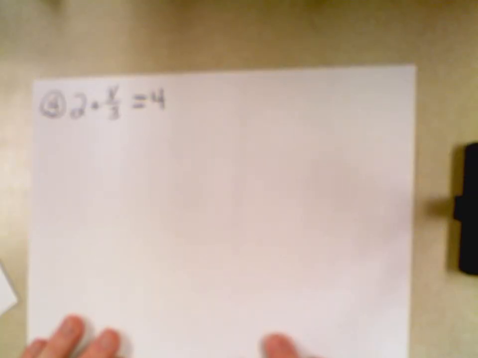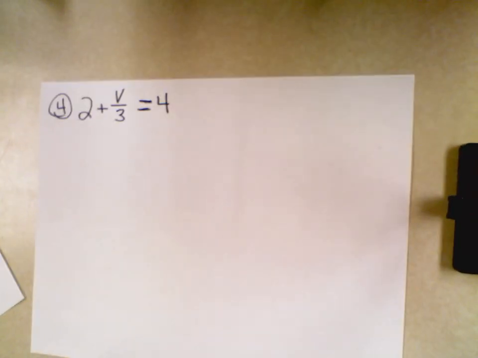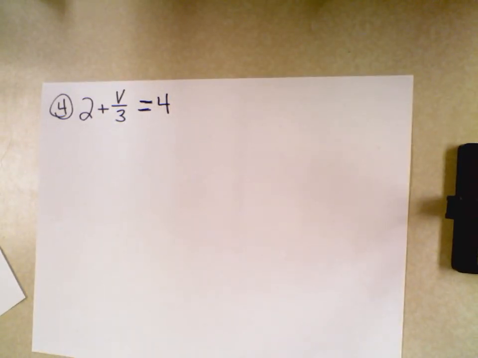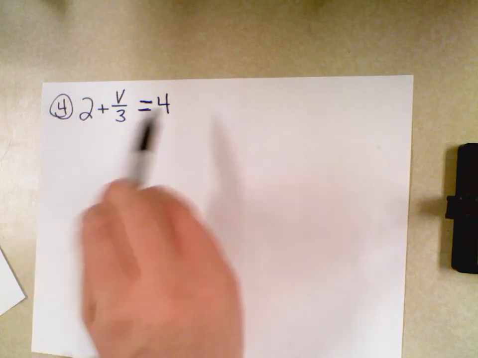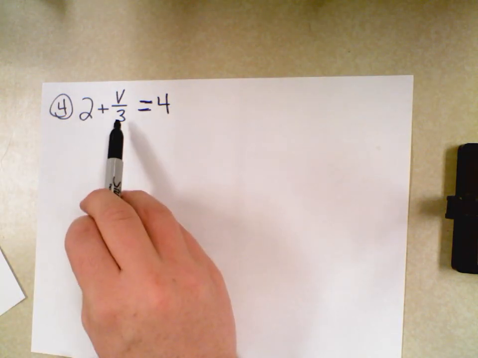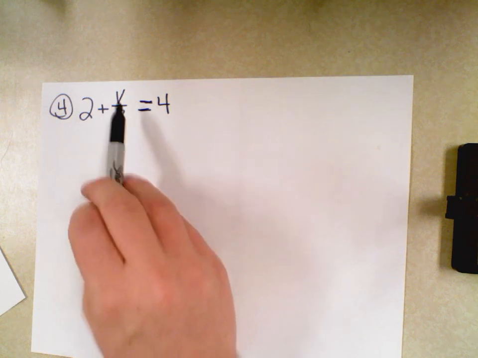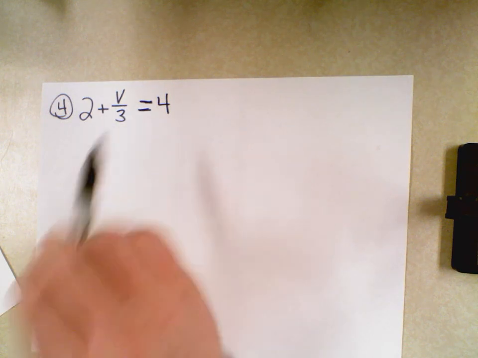All right, 2 plus v over 3 equals +4. Here's our next problem. Now, again, don't fret. Let's check it out. The first thing we're going to do is combine like terms. So the two numbers that I can combine here are 2 and 4. I can't combine 3 because the v is attached to it, and therefore it's not like the others.